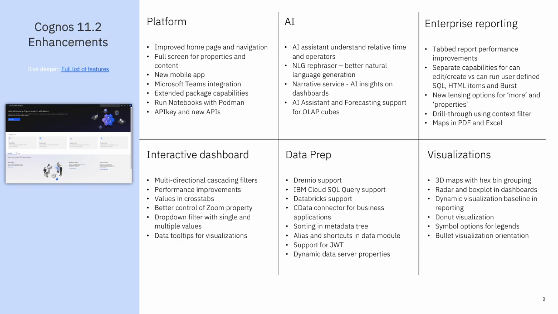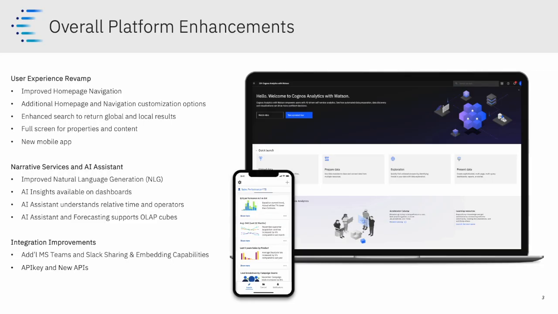Let's go through a few of the main improvements in this release. One big improvement to content navigation and UI in 11.2 was the replacement of the slide-out panels with a full-page view of team content and my content. Searching in IBM Cognos Analytics was also greatly improved, by now not only providing local, but also global results. And another feature is the AI assistant understanding relative time.